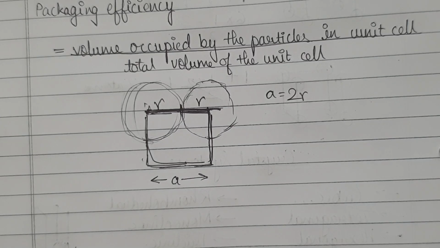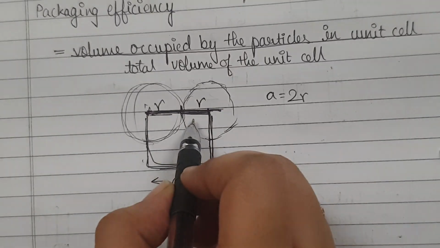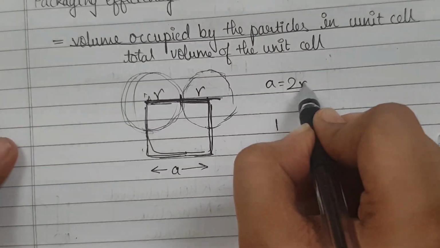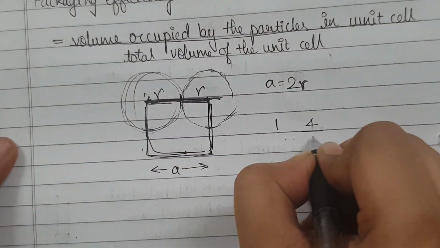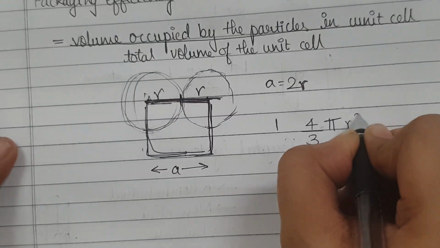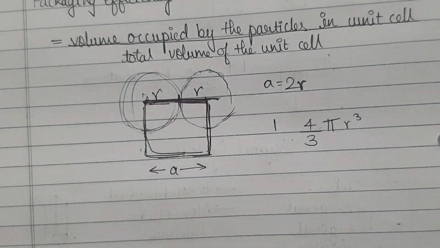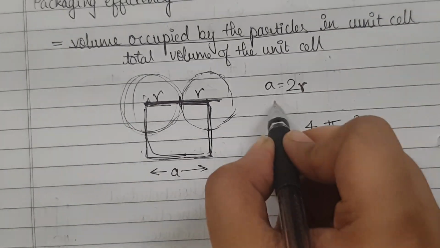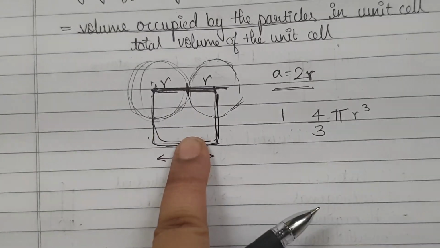So now if I have to find out, in a simple cubic lattice, in my simple cubic unit cell, what is the volume occupied by my atoms? Since there is only one atom, our volume will be 4/3 pi r cube, correct? Since my r is given here, I'll take this as 4/3 pi r cube. Now I need to find the total volume of this unit cell, right? What will that be? Since A is equal to 2R, the volume of this unit cell is A cube.